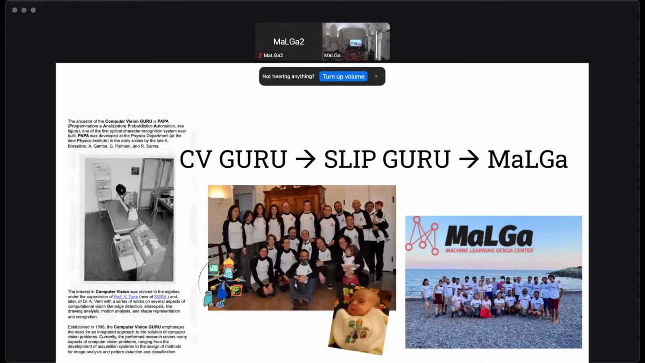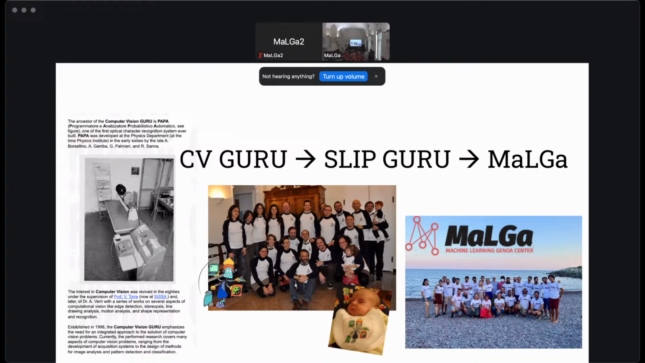This is a little thing, just to put everything together. It's an attempt to put a lot of stuff in a single slide. At the beginning, the group that wasn't a group was called the CB, Computer Vision Genova University Research Unit, and then it turned into Statistical Learning Image Processing Genova University Research Unit, and then we ended up with Malga. There is something about finding names that we have.